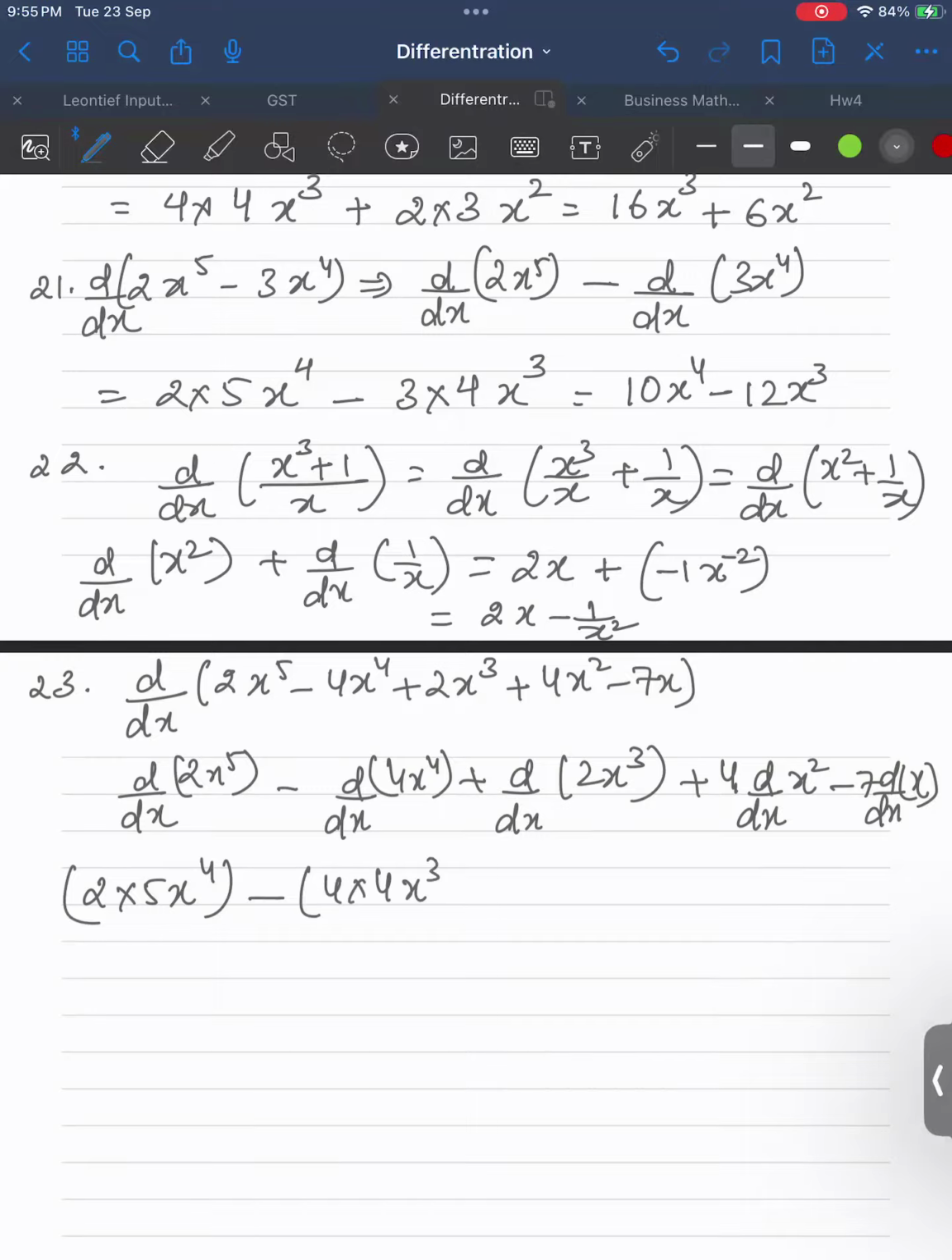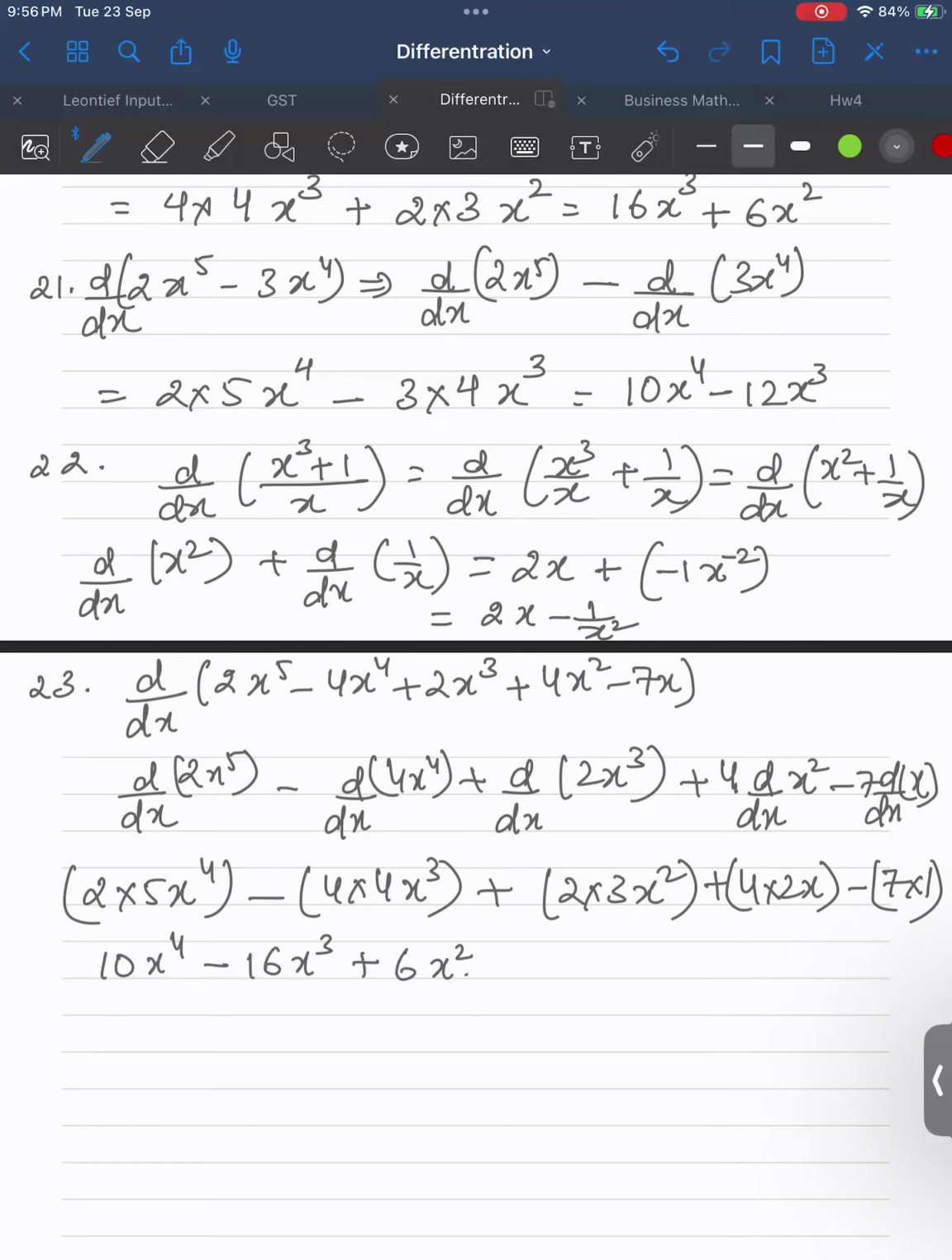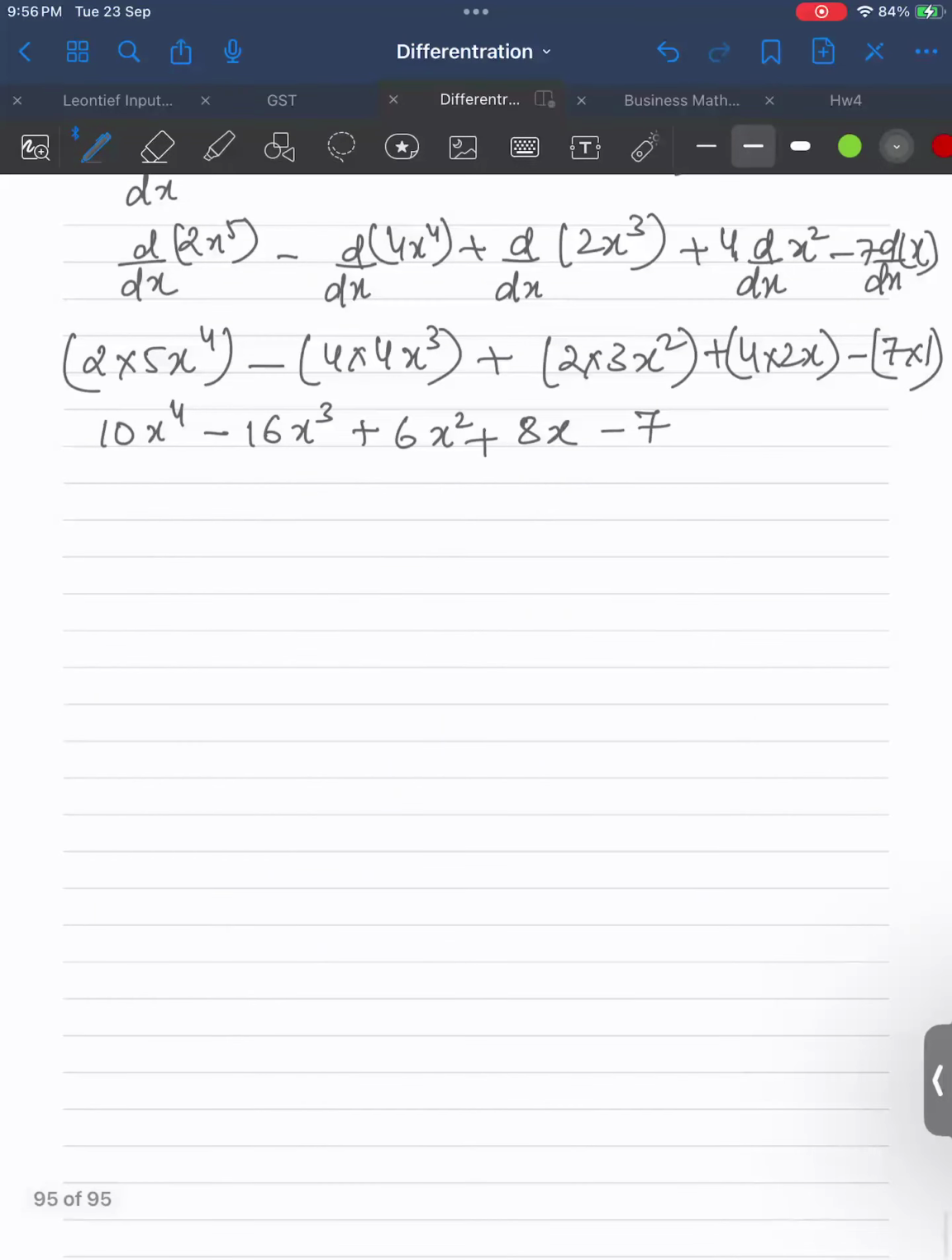4x^3 plus 2, 3x^2, 4, 2x, minus 7, 1. Right? 10x^4 minus 16x^3 plus 6x^2 plus 78x minus 7 is your answer. I think it's easy.